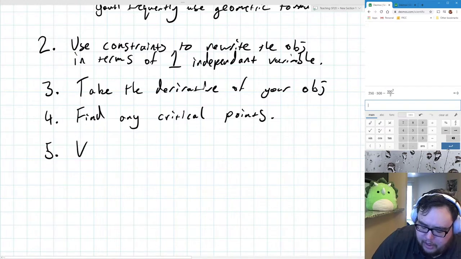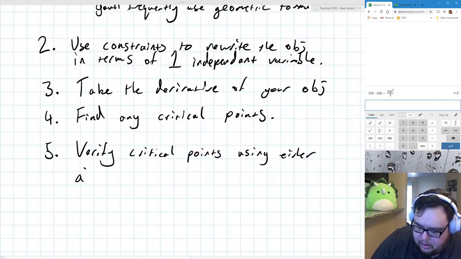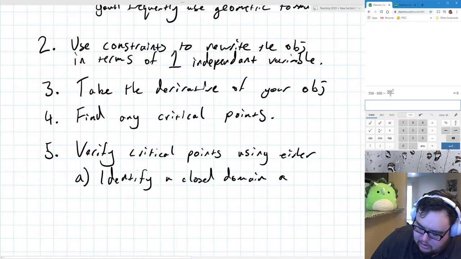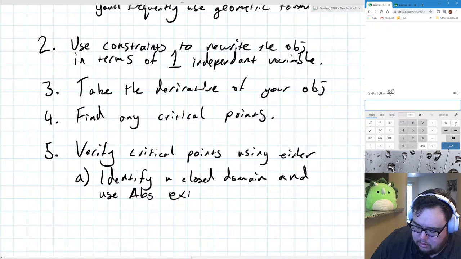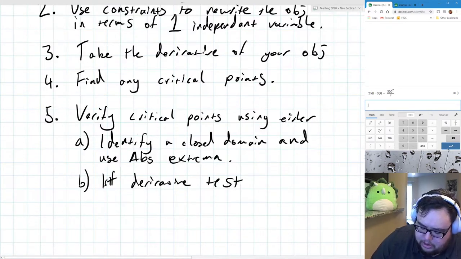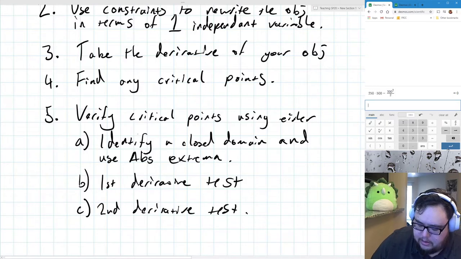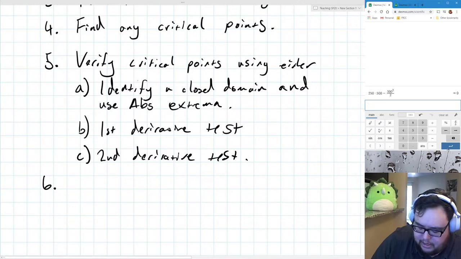Step five, verify critical points using either A, identify a closed domain, and use absolute maximums or mins, B, first derivative test, or C, the second derivative test. And then finally, for step six, answer the question.